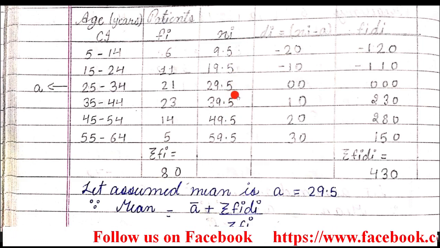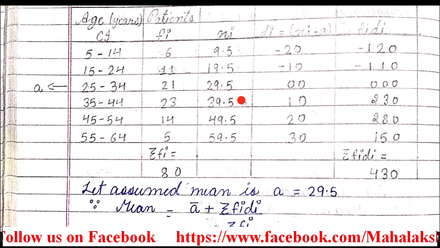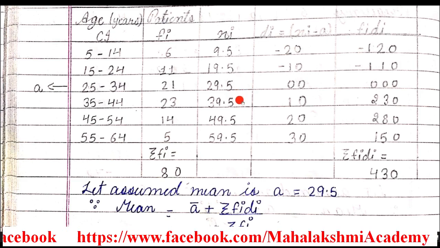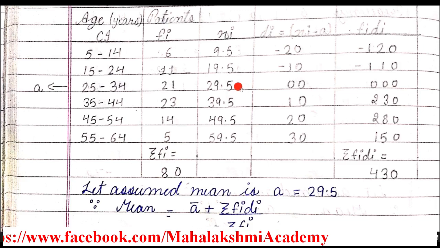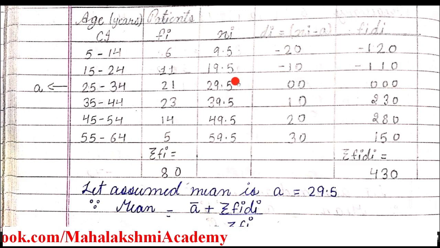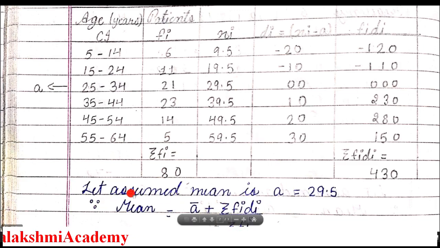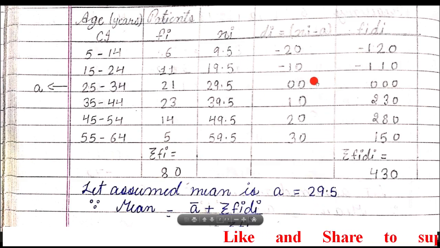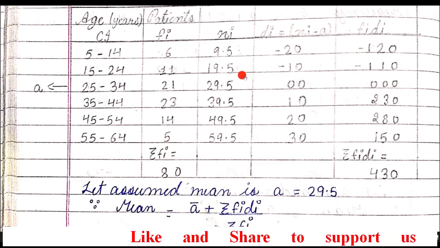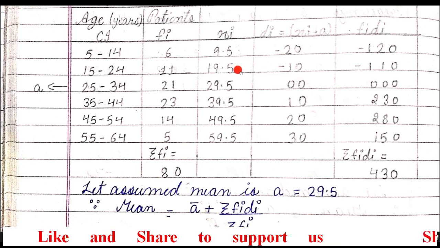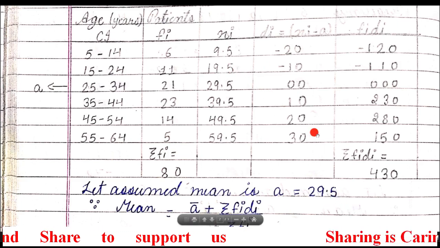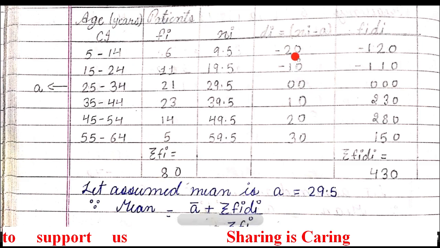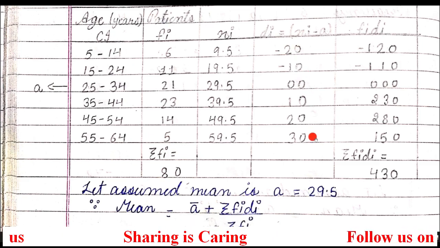So here there are two data, 29.5 and 39.5. Among them, any one you can take as assumed mean. I assumed 29.5 as A. So I wrote here, let assumed mean A is equal to 29.5. Then 9.5 minus 29.5 will give you minus 20. In the same way, 19.5 minus 29.5 will give you minus 10. Like this, just enter all the data here.